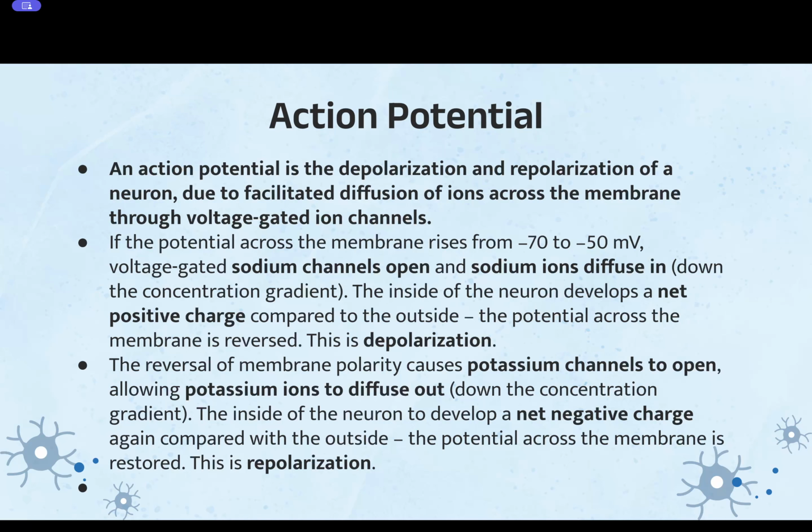At the same time, there's a reversal of the membrane polarity since depolarization occurs. This reversal will cause the potassium channels to open, allowing potassium ions from within the cell, which are also positive, to diffuse out and go down the concentration gradient. That will cause the inside of the neuron to develop a net negative charge again, as compared to the outside. The potential across the membrane will be restored to the resting potential, and this is when repolarization happens.